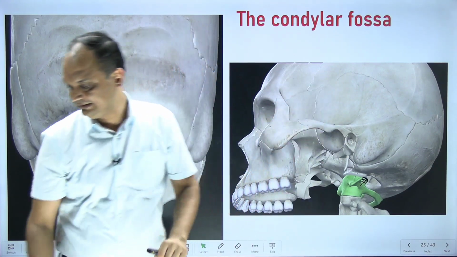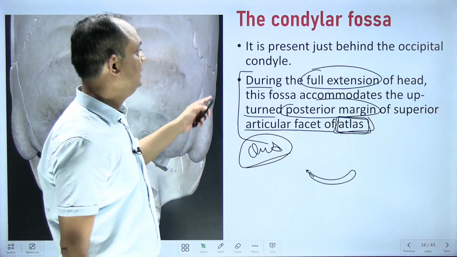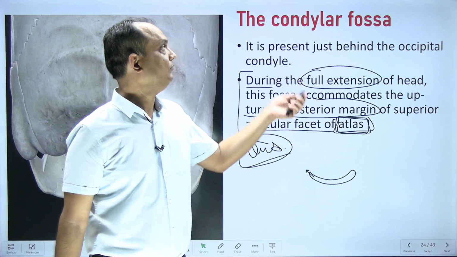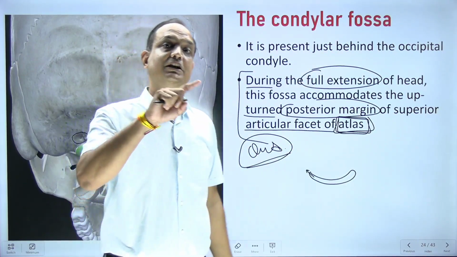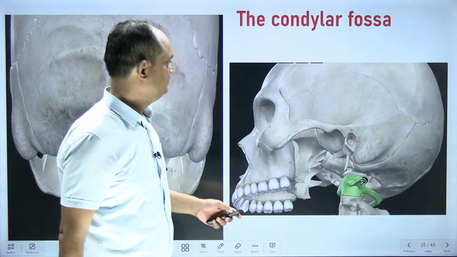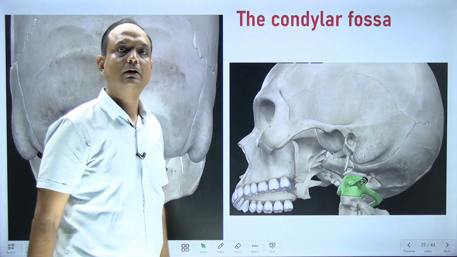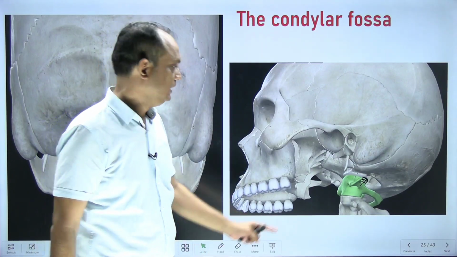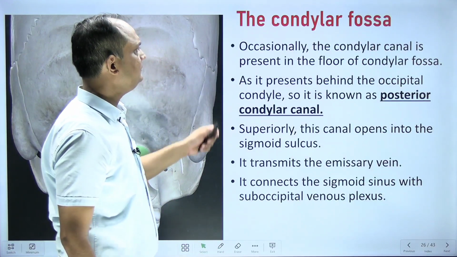Clear? So this is the important question for your exam, which has been asked so many times: what is the importance of condylar fossa? The only answer is that at the time of full extension of your head, this posterior projection of superior articular surface of C1 accommodates in this fossa. Clear?